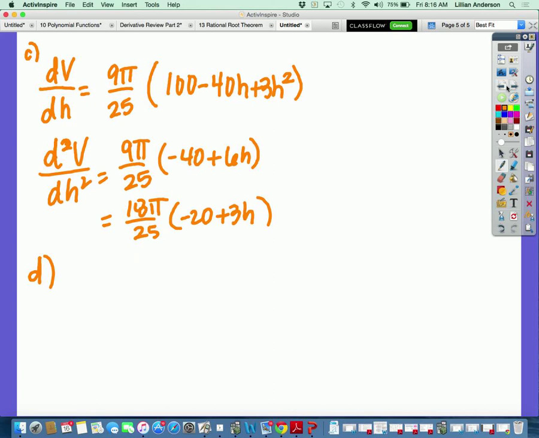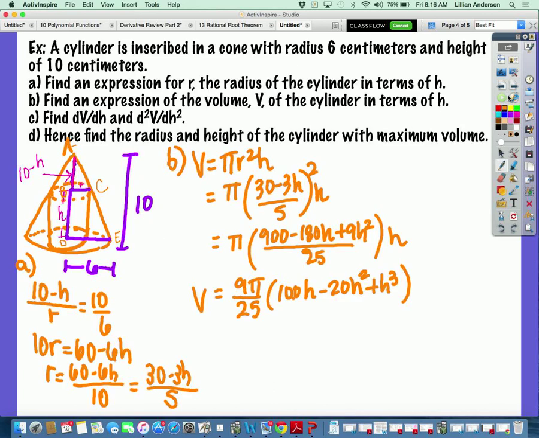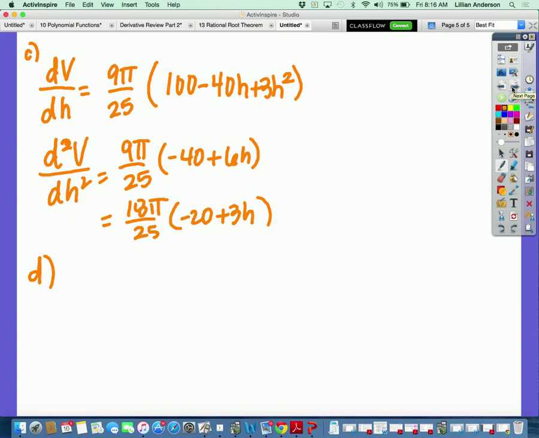And then part D says to hence find the radius and the height of the cylinder that will maximize the volume. Again, this is more like an IB problem because it walks you through each of the steps. So you're going to set your derivative equal to 0. So that 9 pi over 25 times 100 minus 40h plus 3h squared, I'm going to set that equal to 0.